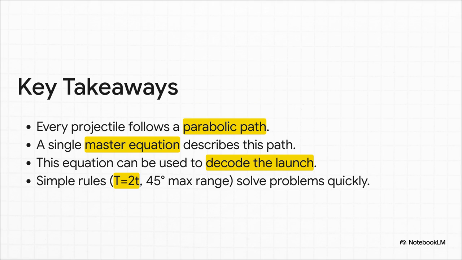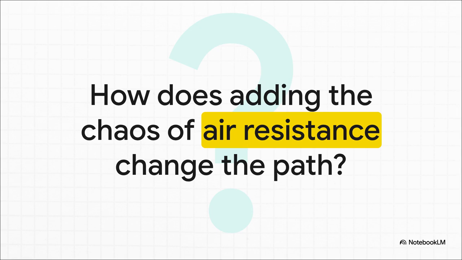What are the big things to take away from all this? Well, first, remember that every throw, every toss, every launch follows that perfect parabolic path. Second, we have one master equation that describes that entire path. Third, we can use that equation like a code to figure out the secrets of the launch. And finally, knowing a few key rules of thumb, like the 45-degree rule, can help you solve problems in a snap. But I want to leave you with one final thought.